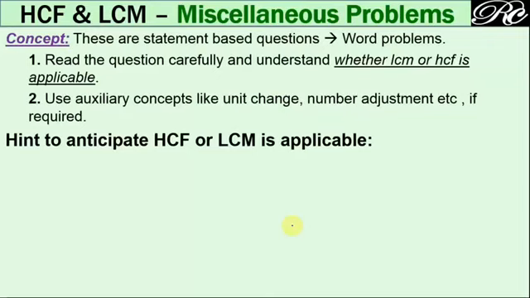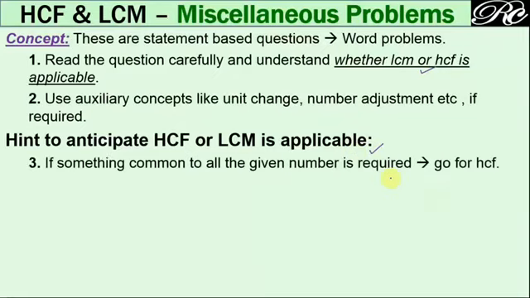So use auxiliary concepts like unit change, number adjustment, etc., if required. Now here we have to find the LCM or HCF. So how to anticipate whether LCM is applicable or HCF is applicable? By reading the question we can anticipate, but for your convenience I have summarized a few hints here.